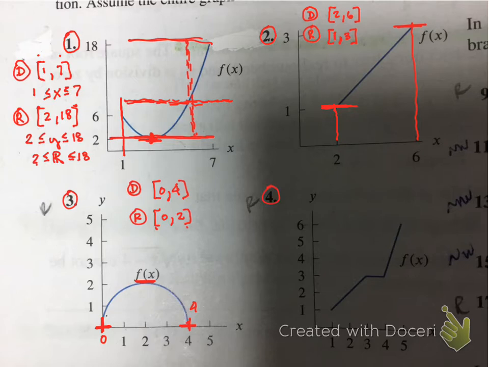Next, domain from 1 to 5. So my domain has a lower bound of 1 and an upper bound of 5, and my range, lower bound of 1, upper bound of 6.